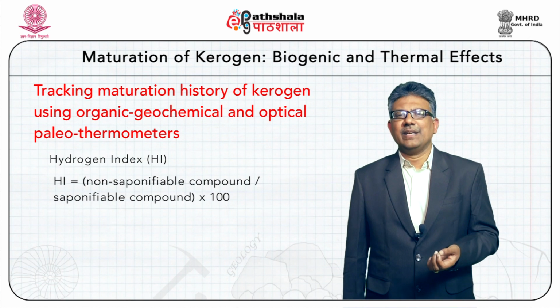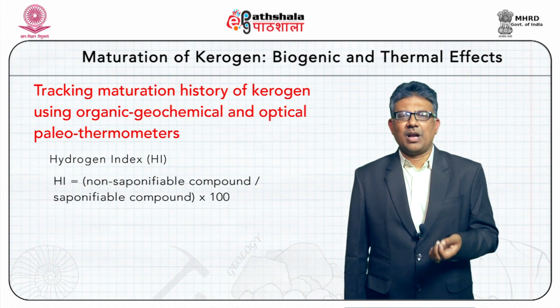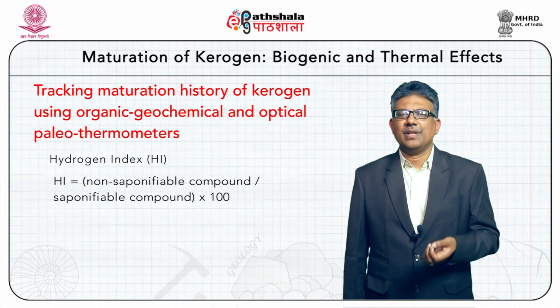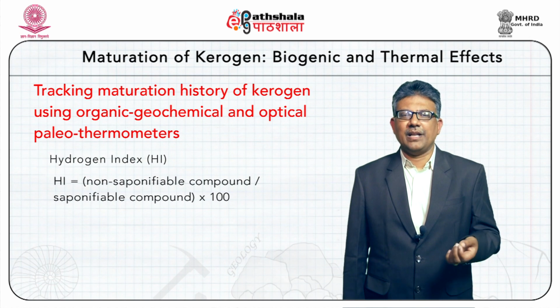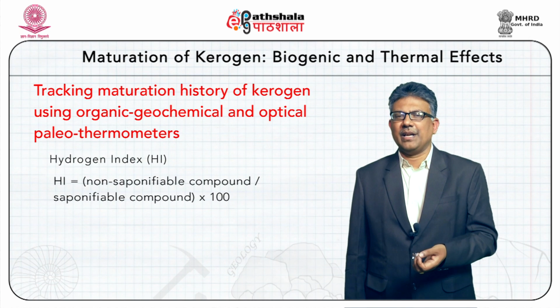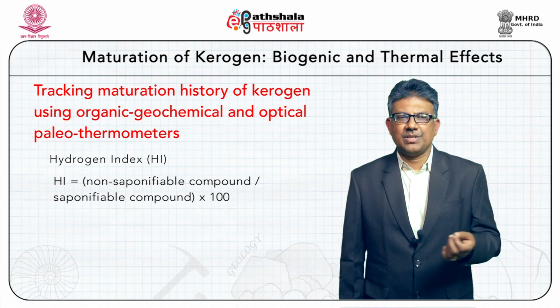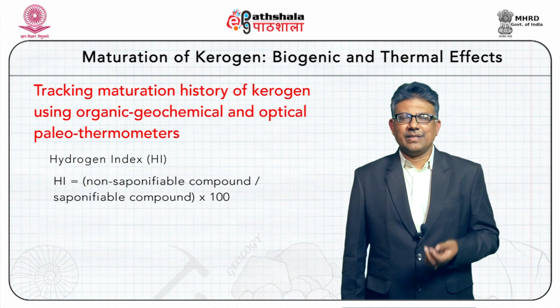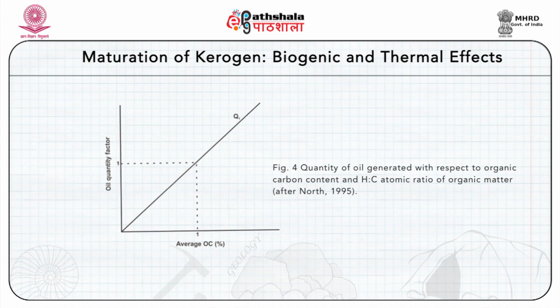It is suggested that the quantity of hydrocarbon generated from any sample generally maintains a linear relationship with the organic matter content of that sample, which is termed the oil quantity factor. This diagram shows the organic carbon content and the oil quantity factor. You can see it is a linear relationship, but when you plot the oil quantity factor with respect to the hydrogen to carbon atomic ratio, it is a non-linear relationship.